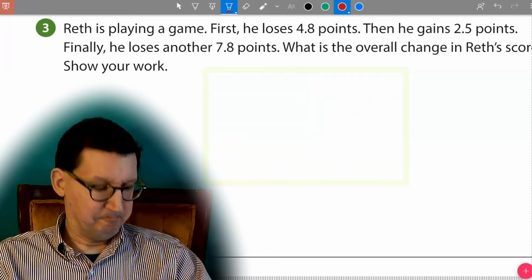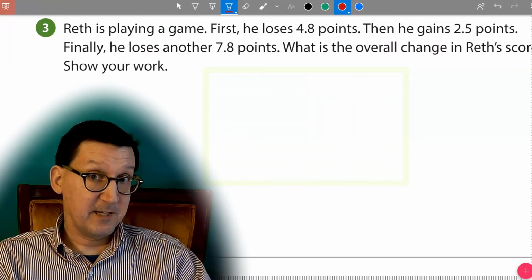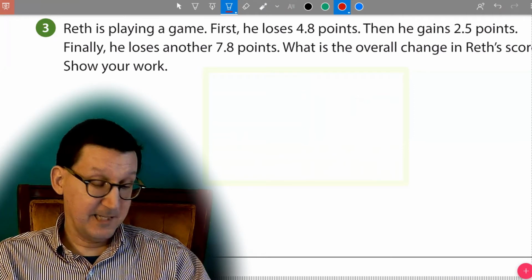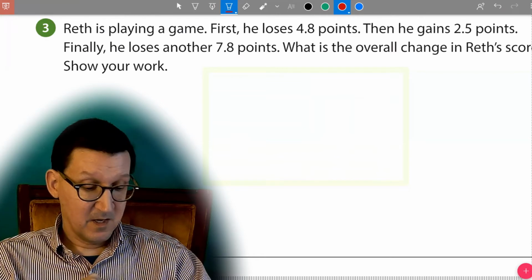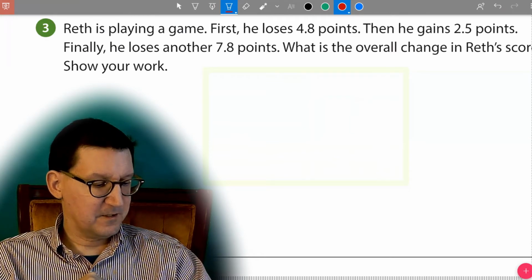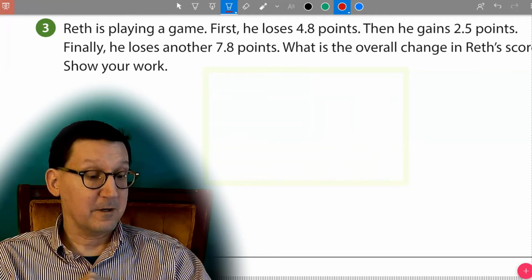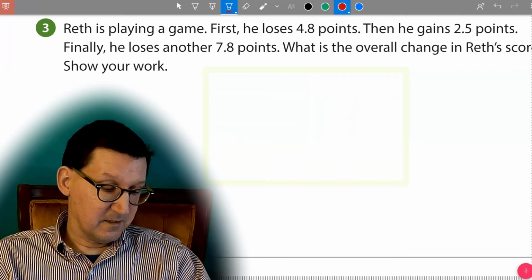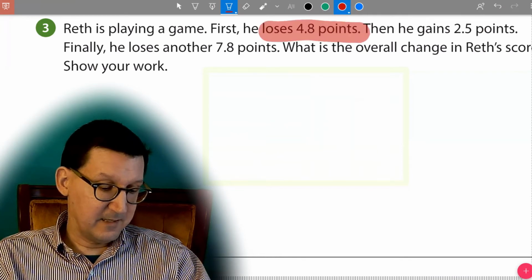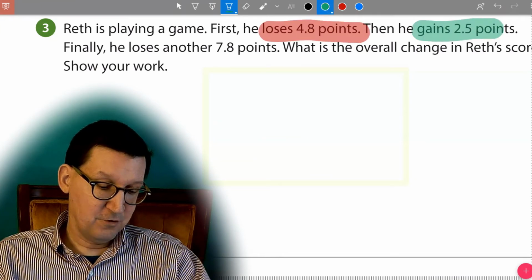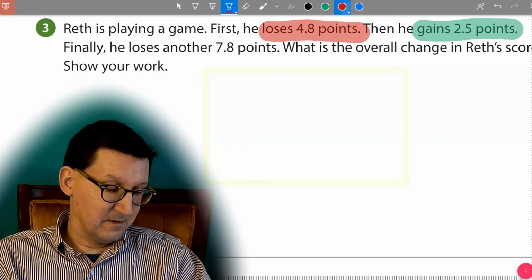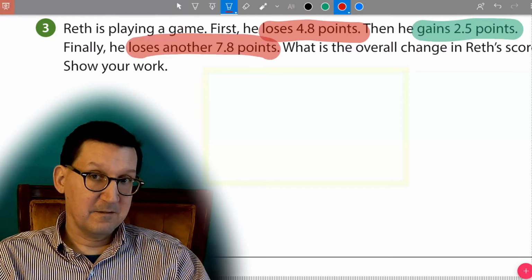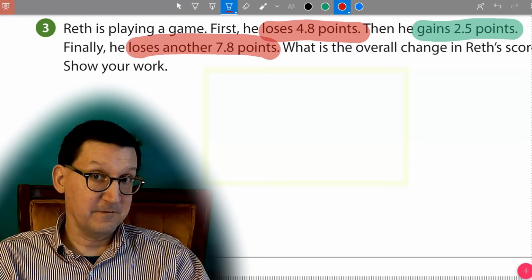Reth is playing a game. First, he loses 4.8 points. Then he gains 2.5 points. Finally, he loses another 7.8 points. So what's the overall change in Reth's score? And of course, show your work. So that's saying that he loses 4.8. It's saying he gains 2.5. And then he loses another 7.8. So we have 2 changes in a negative direction and 1 change in a positive direction.